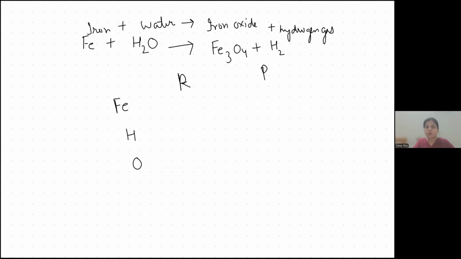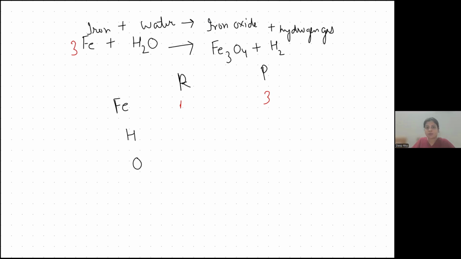Iron reacts with water to give iron oxide and hydrogen gas. So this is the word equation. This is the chemical equation. Let's balance it. Iron on the reactant side, what is it? It is 1, but on the product side, 3. So let's start balancing from the metal as there is no polyatomic ion. According to the rule, we can balance metals first. So here it is 1. So Fe is balanced, iron is balanced.